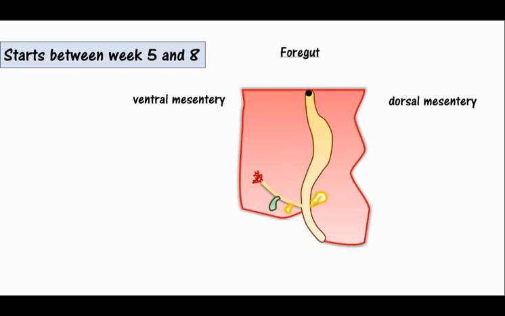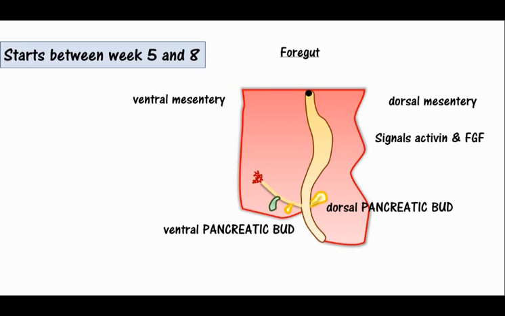It is from these endodermal cells that they start to form their buds, that is, the dorsal and ventral pancreatic buds. Inside these buds, a network of tubules start forming, and each bud eventually carries a main duct. The dorsal bud starts to develop first. It starts to develop in response to activin and fibroblast growth factor signals that come from the notochord.